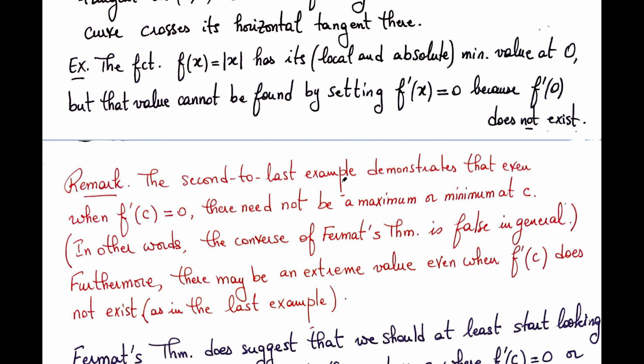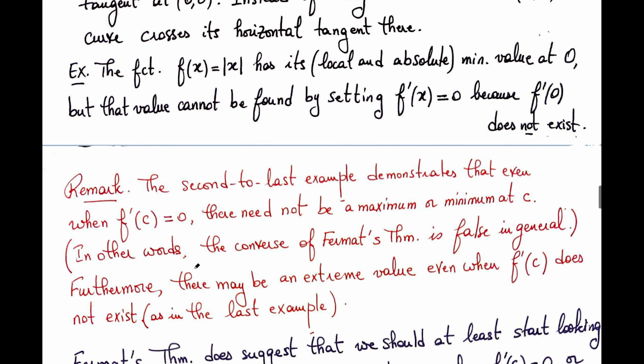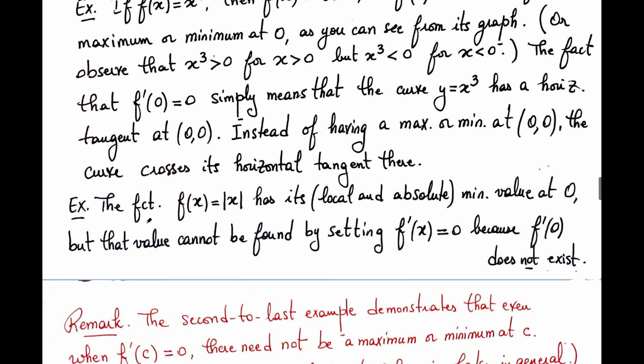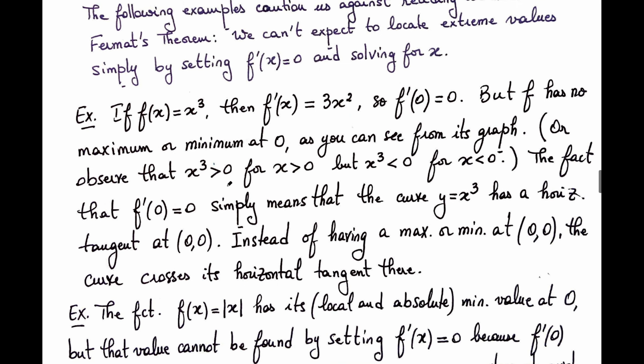The second to last example demonstrates that even when f prime of c is equal to 0, this is the x cubed case, so f prime of 0 is 0, there need not be a maximum or minimum at this number c. Correct? In other words, the converse of Fermat's theorem doesn't hold true. If this happens, we don't get that we have a local minimum. So the converse, meaning if this holds, then this happens, f having a local extremum at the number c, is false.